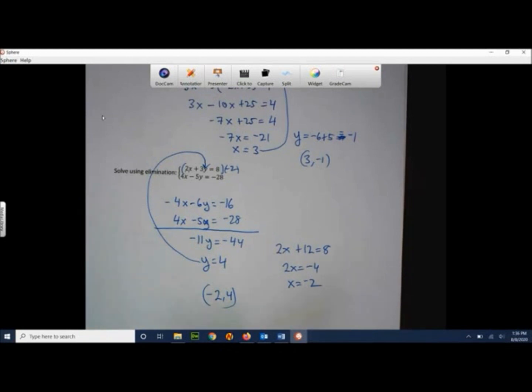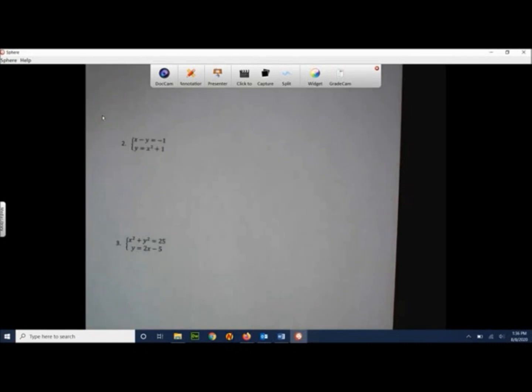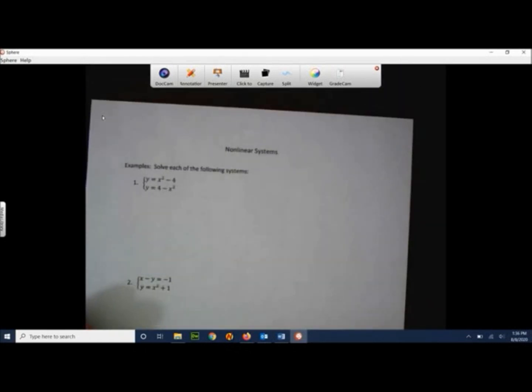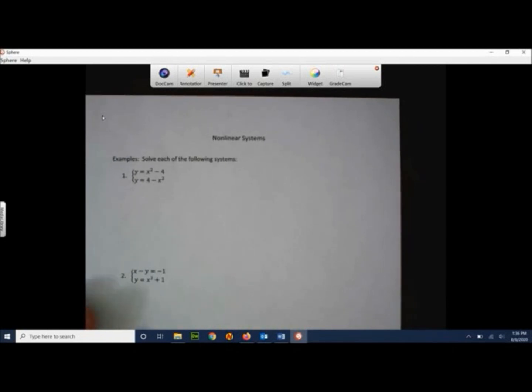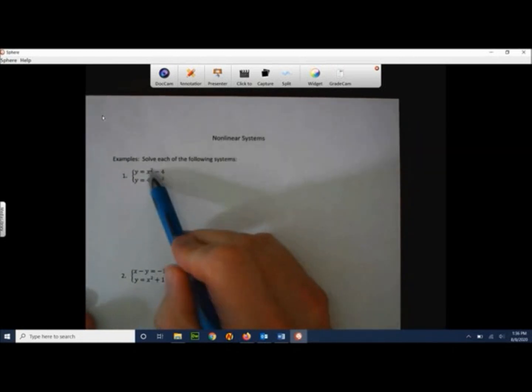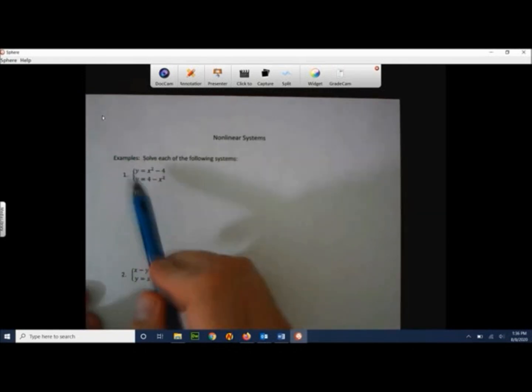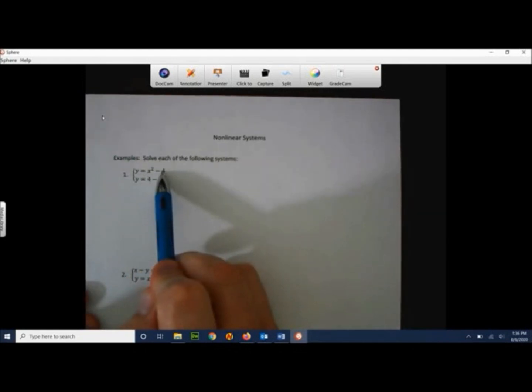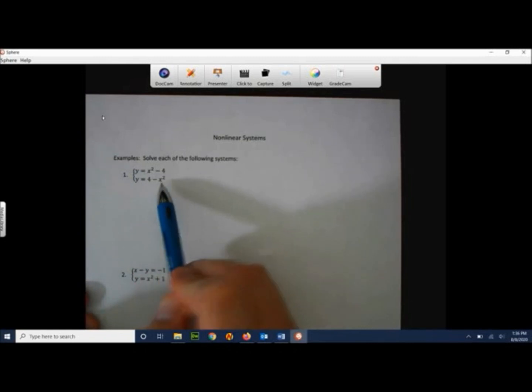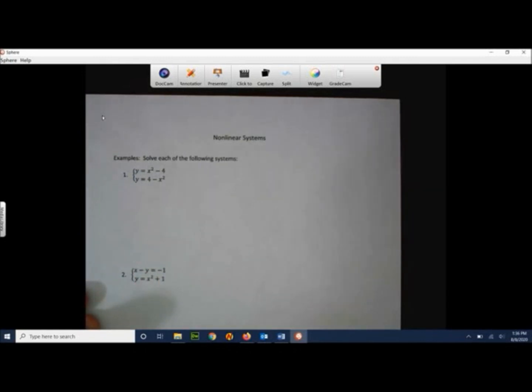Okay, so now we're going to talk about nonlinear systems, and we'll see that basically we use exactly the same techniques. So here's a nonlinear system. We recognize it's nonlinear because we have things with squares. Now we should recognize what kind of equations these are. y equals x squared minus 4, y equals 4 minus x squared. We should recognize that those are both quadratic. They're parabolas.